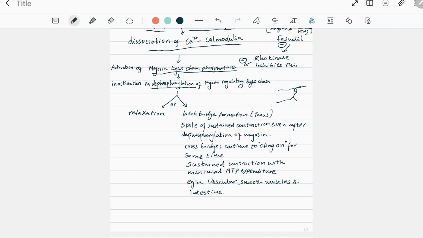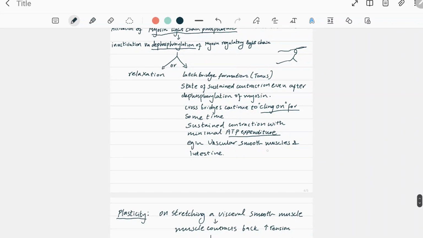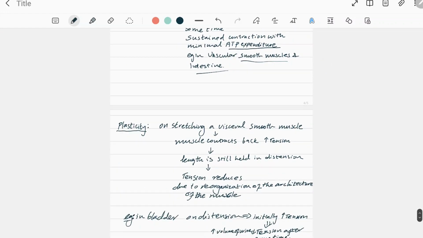There's no ATP. Now what happens is the myosin does not necessarily detach from the actin. It would instead stay attached to the actin even after it has pulled the actin towards the middle of the cell. So even after dephosphorylation, your cross bridges continue to cling on for some time, so it maintains the tone. And this sustained contraction with minimal ATP expenditure makes it very efficient. An example is vascular smooth muscles and the intestines, where this latch bridge formation takes place.